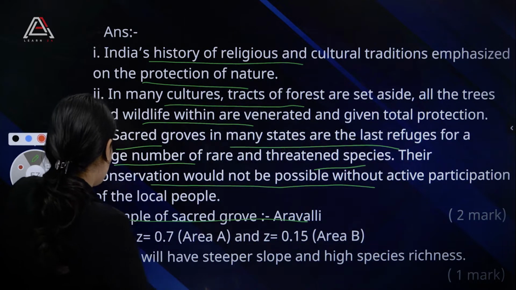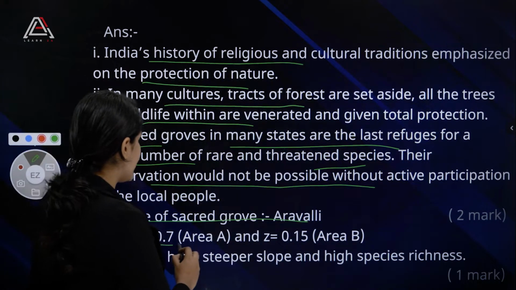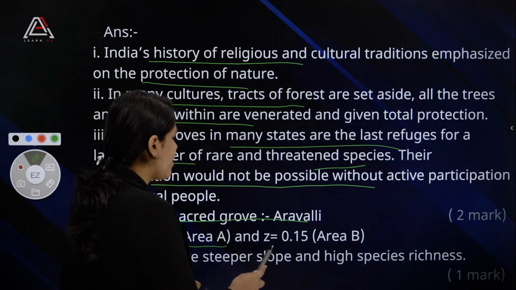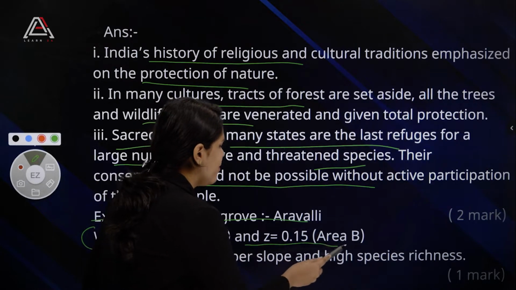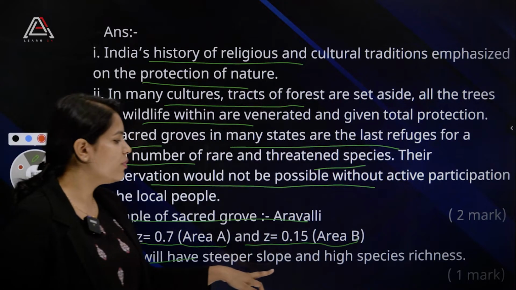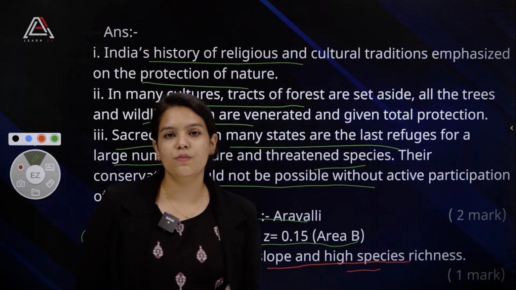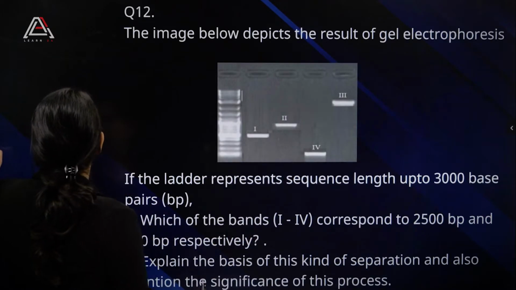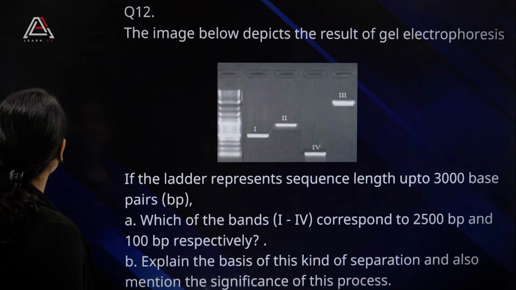Next part of the question: when z equals 0.7, and z equals 0.15 for area B, area A will have a steeper slope and high species richness. Perfect answer. Moving on to the 12th question.